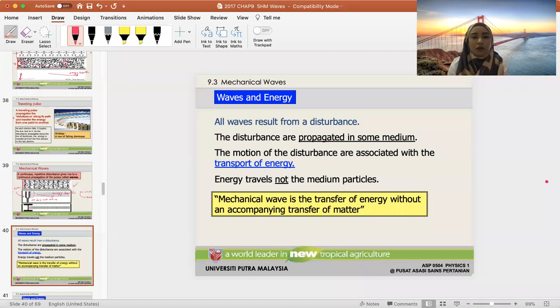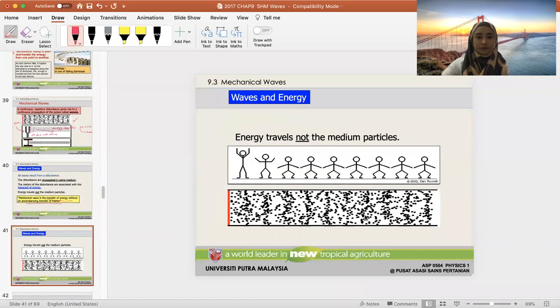Next. All waves result from a disturbance. The disturbance is propagated in some medium. Okay, mechanical wave is a transfer of energy without the accompanying transfer of matter. Maksudnya matter tak bergerak. Okay, next.